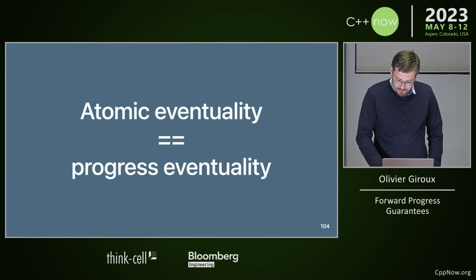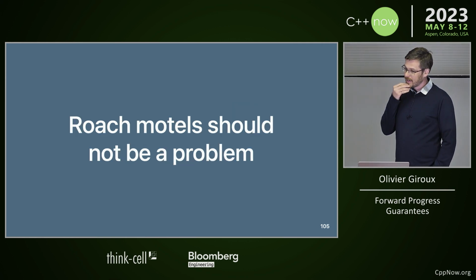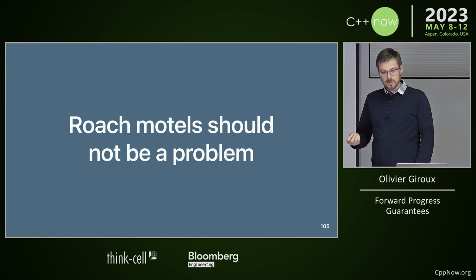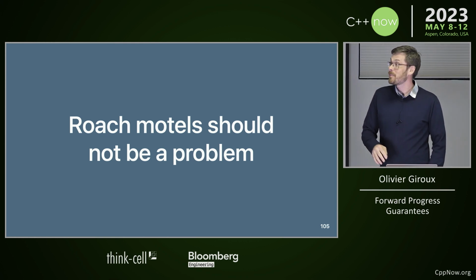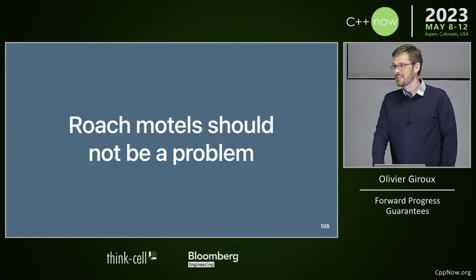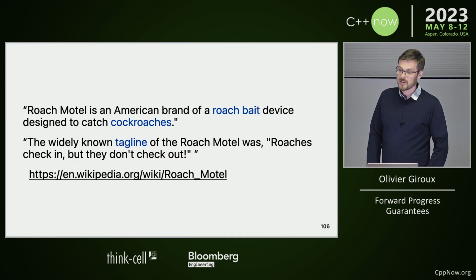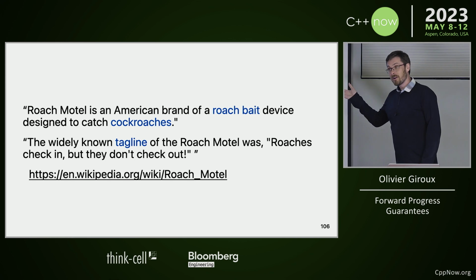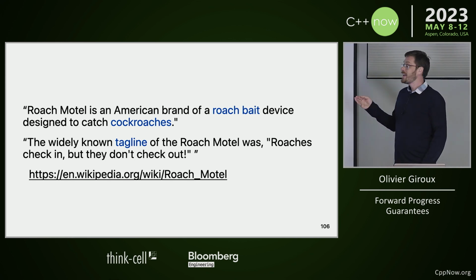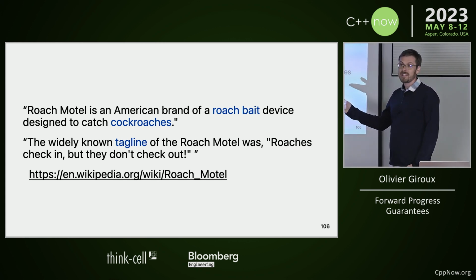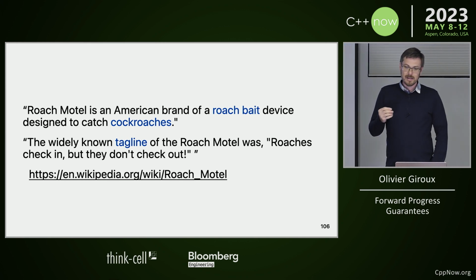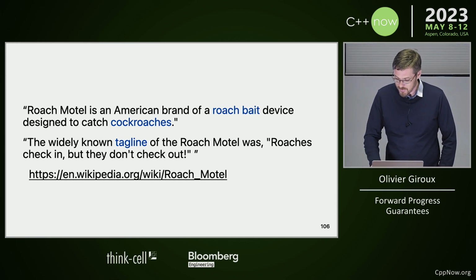Okay. All right. The next thing is more a defect, and I want to explain it a little bit. There's this concept in the memory model world called Roach motels. And wait for it, they should not be a problem. But the standard doesn't say that, and the standard doesn't have any words that prevent problematic Roach motels. All right, so what's a Roach motel? First of all, it's an American brand of cockroach traps. They had a tagline that goes, roaches check in, but they don't check out. Okay. In memory model parlance, here's what a Roach motel is.